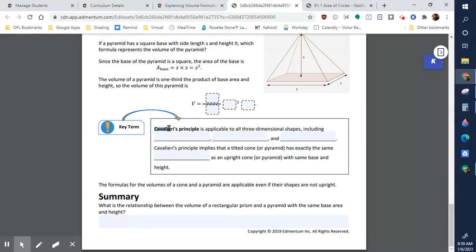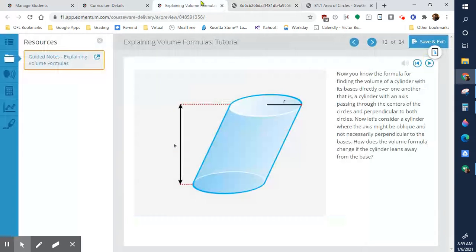But there we go. Cavalieri's principle. It's right there. And this is going to be the idea that regardless of its slant, the height is always going to be the distance between the bottom base and the top base at a 90-degree angle. So we're not going to consider this slant height. Slant height comes into play with other formulas, but we'll talk about that in the next video.